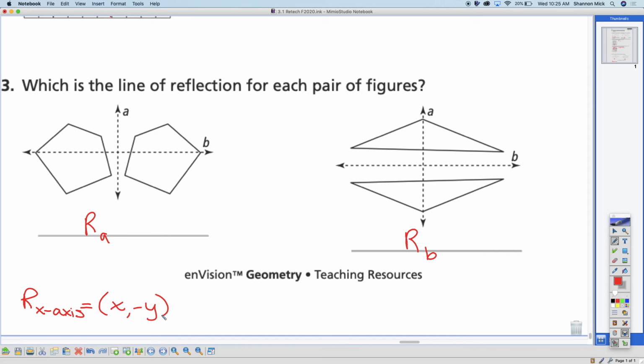Okay? What does R of the y-axis do? It would be a negative x, meaning the opposite sign of the x's. The y's don't change, right? Y vertical? No, Y is vertical. Yes. Okay?